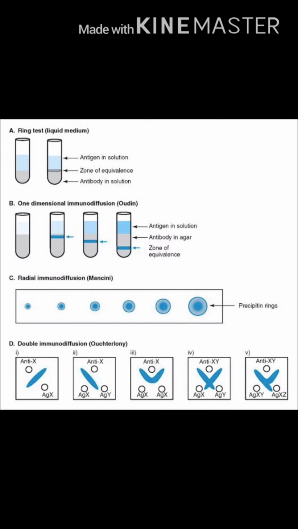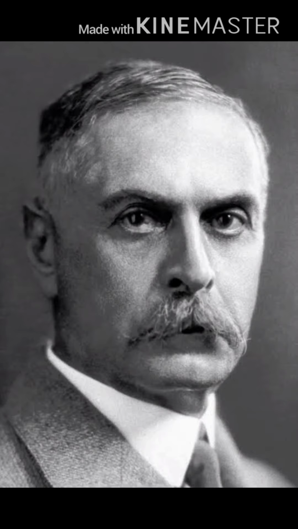Precipitin test: the standard method uses animal serum that contains antibodies specific to human antigens, which react to agglutinate human blood.